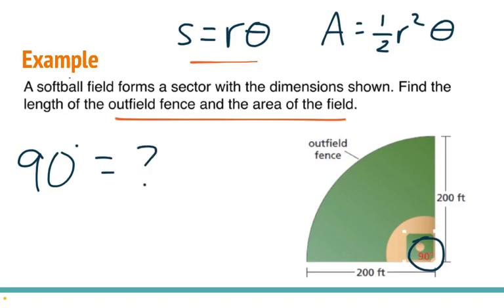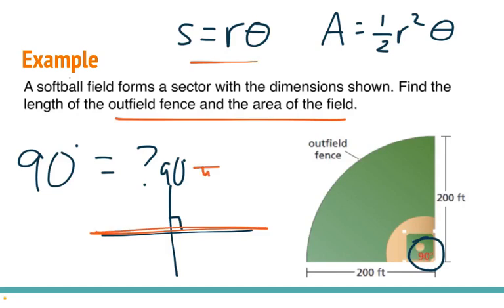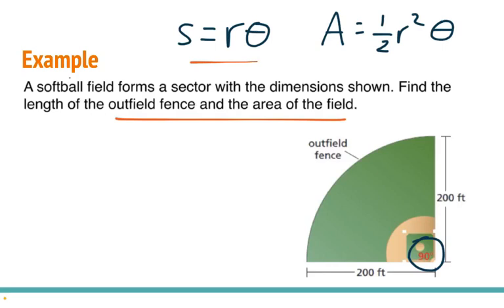Well, you could either do your conversion formula, or you could think about this on the unit circle, that 90 degrees is right here, and that's the same thing as taking the upper half and cutting it in half. So that would be pi over 2. So, however you want to think about it, we just need to know that 90 degrees is the same thing as pi over 2, and that's what I want to be plugging into my formula.